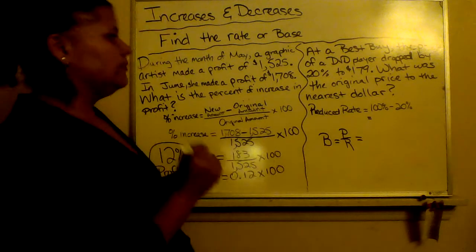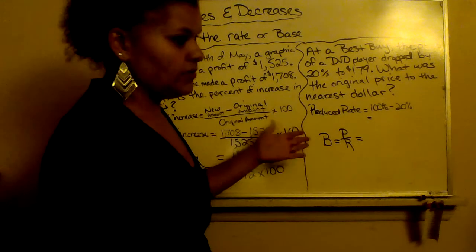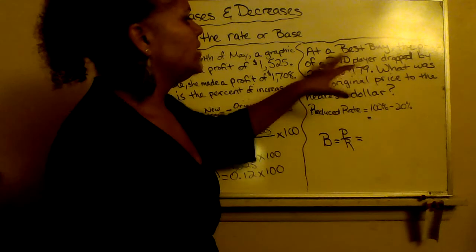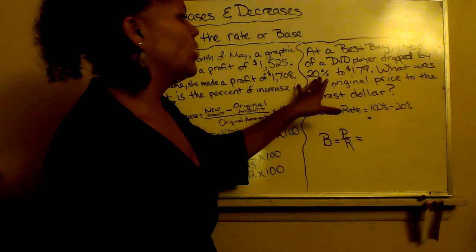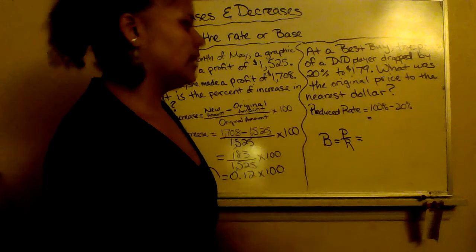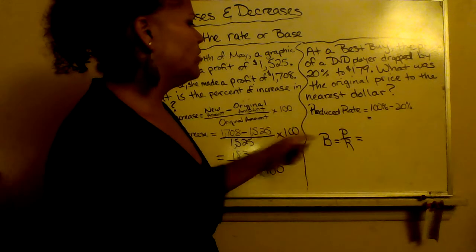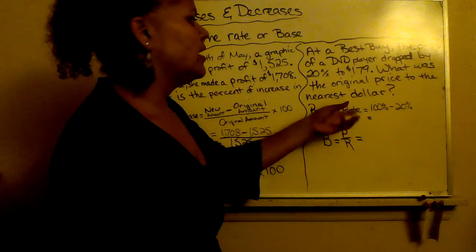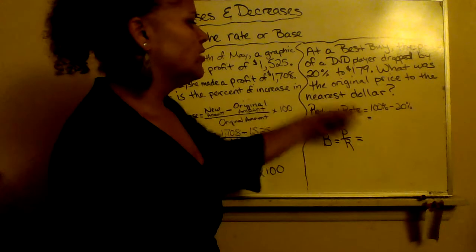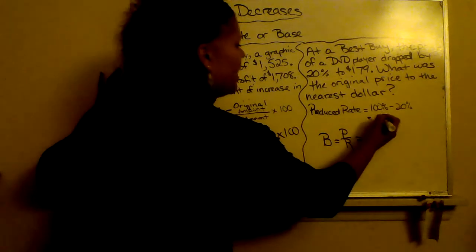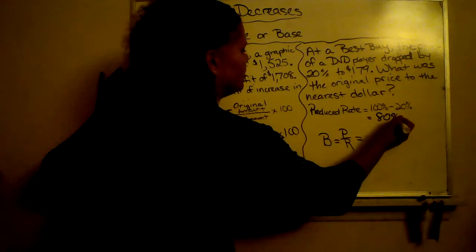Now, the next one is to find the base or the starting amount of money. At a Best Buy, the price of a DVD player dropped by 20% to $179. What was the original price to the nearest dollar? So what we do is we take the reduced rate. It was dropped 20%. So that means from 100% it was dropped 20. So that means it is at 80% value now when you subtract that.